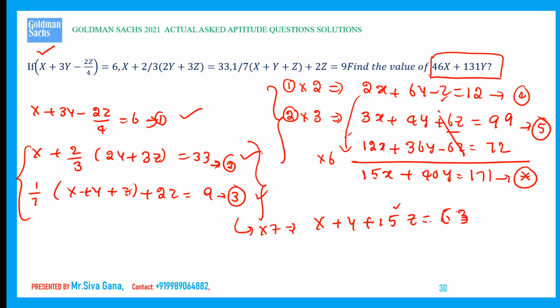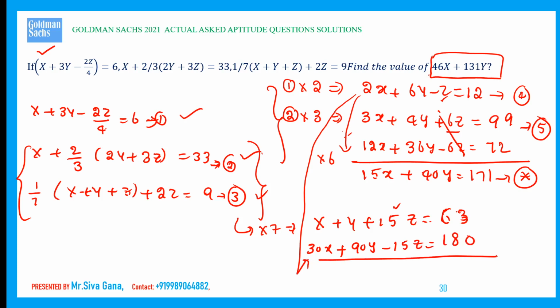So equation 4, again I am multiplying with 15. 15 2s are 30x, this is 90y minus 15z is equal to 180. If we add, what we are going to get, this gets cancelled, which is 31x plus 91y is equal to 180 plus 63, which is 243. Let us say equation star star.